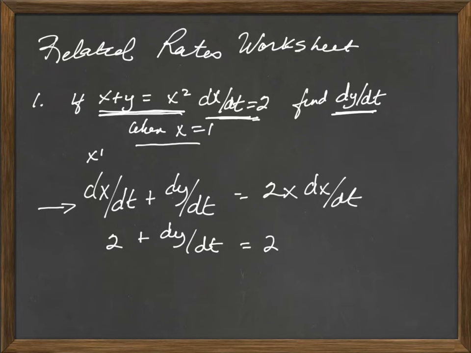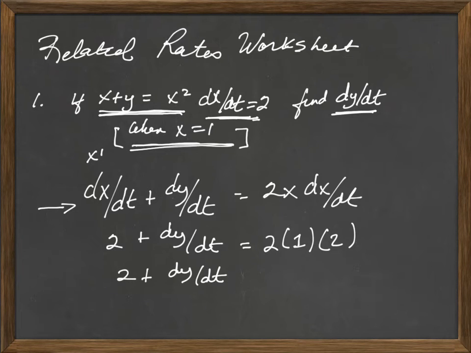Equals, and they want to know when x is 1, so this whole "when," remember, is at the end, when x equals 1. So 2 times 1, and then dx/dt again was 2. So we have 2 plus dy/dt equals 4, or dy/dt equals 2. So there you go. There's number 1.